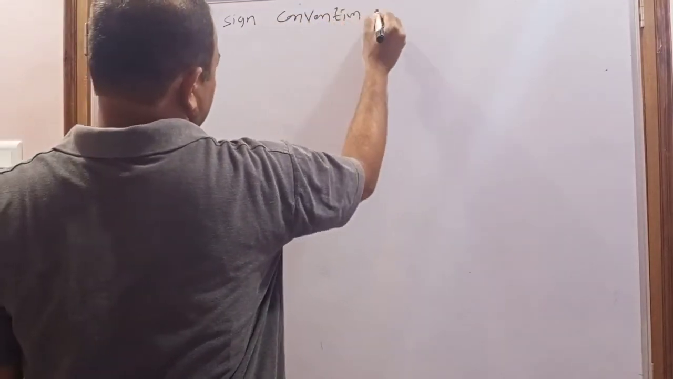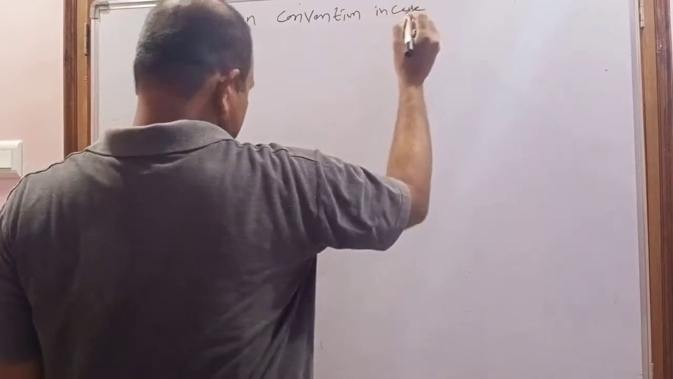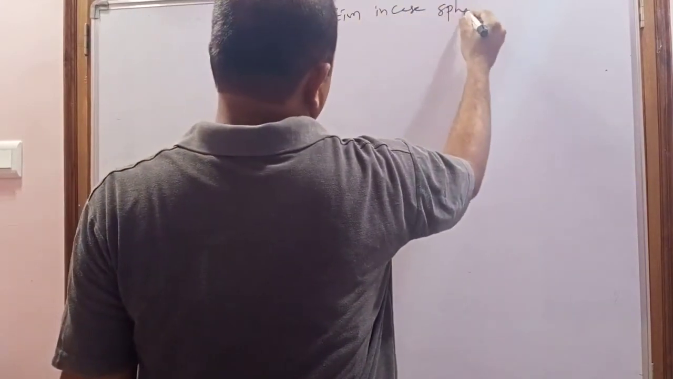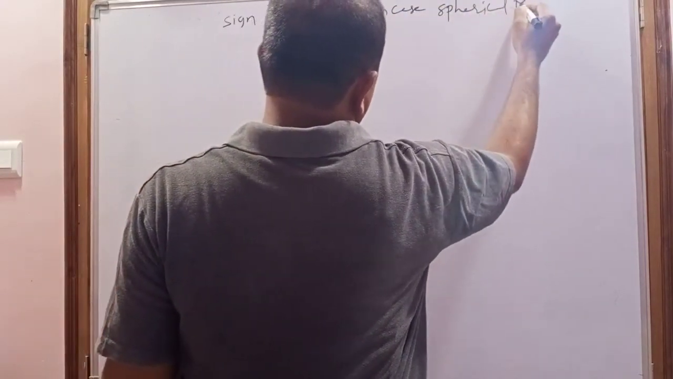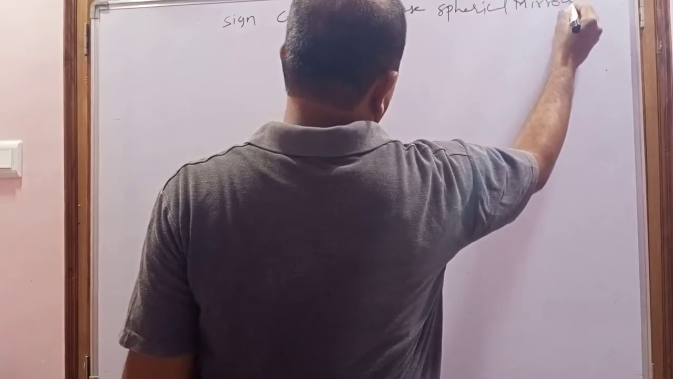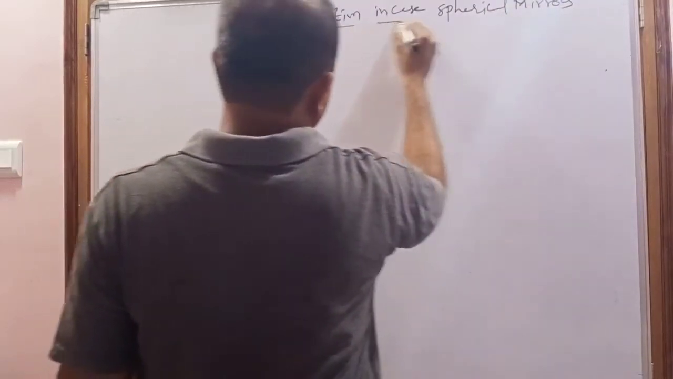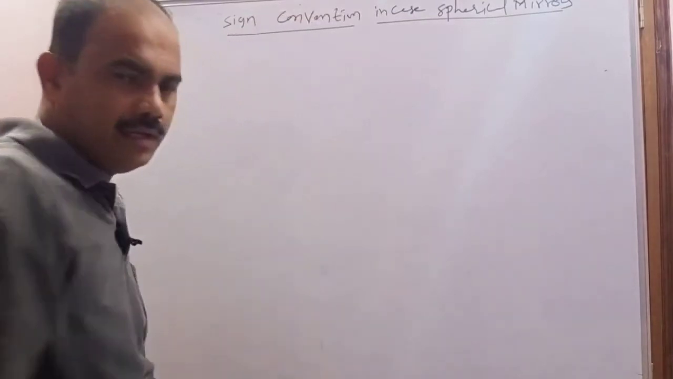Sign convention in case of spherical mirrors. Spherical mirrors means that they may be convex or concave. These are sign conventions that can be used in the concave mirror as well as the convex mirror. So the first rule is: all distances are measured from the pole.